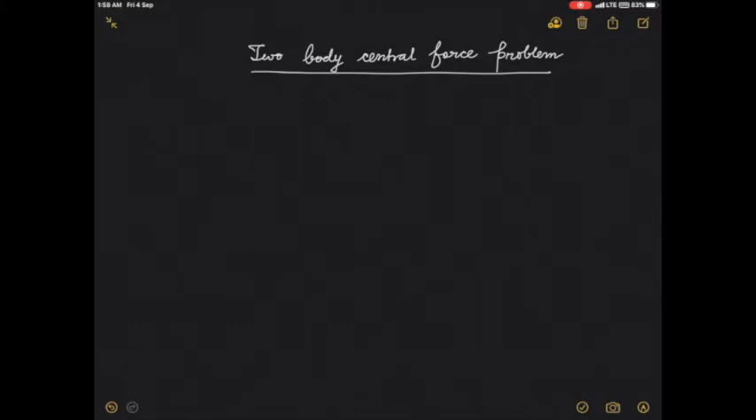Okay, so let us start by specifying what the problem is. I have two bodies and there is no external force here. Everything is between these two bodies. You can consider one as mass m1, the other as mass m2. The only type of force by which they interact is a central force, which depends on the distance between these two.